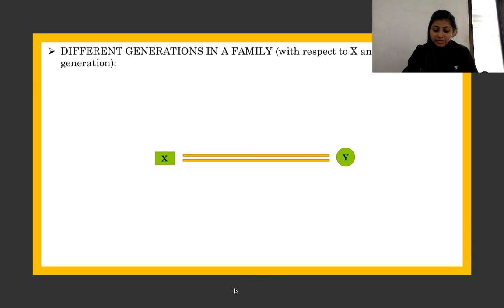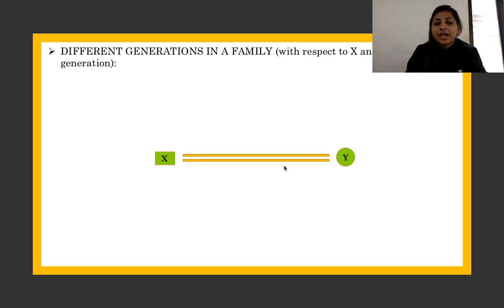So let's take a couple X and Y. Okay, and we'll start by going upwards first. We'll see X and Y's parents and grandparents, and X and Y's children and grandchildren. So we are going to see a total of 5 generations together. Okay. So X and Y are the married couple.